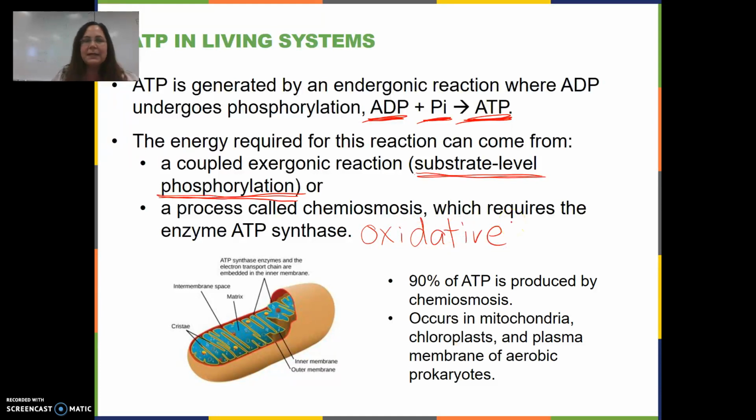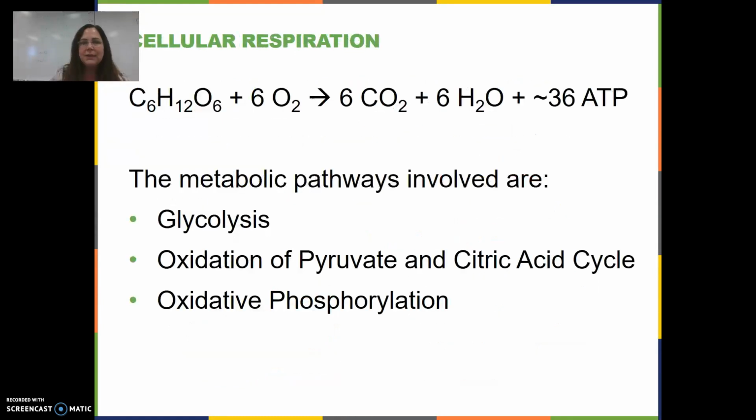I'm not going to write phosphorylation because you can see it right there, but oxidative phosphorylation produces more ATP. It's much more energy efficient. And oxidative phosphorylation uses a process called chemiosmosis, and it uses an enzyme called ATP synthase. We are going to see this process in the fourth step of cellular respiration. But those are the two ways that a phosphate can be added to ADP to create ATP: substrate level phosphorylation or oxidative phosphorylation. And I'll explain both ways.